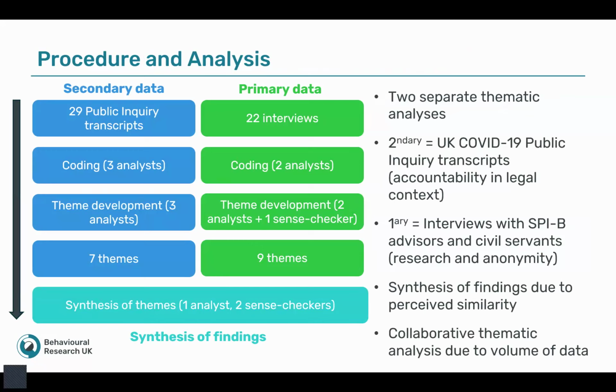On one hand, we had these public inquiry transcripts in which we were mainly hearing from senior politicians and other people who were really close to the centre of decision making. But of course, this was taking place in a legal context in a public setting. So this is why we supplemented this with our own interviews, which took place in a research setting, which guaranteed more anonymity and hopefully provided a space for our participants to speak freely.